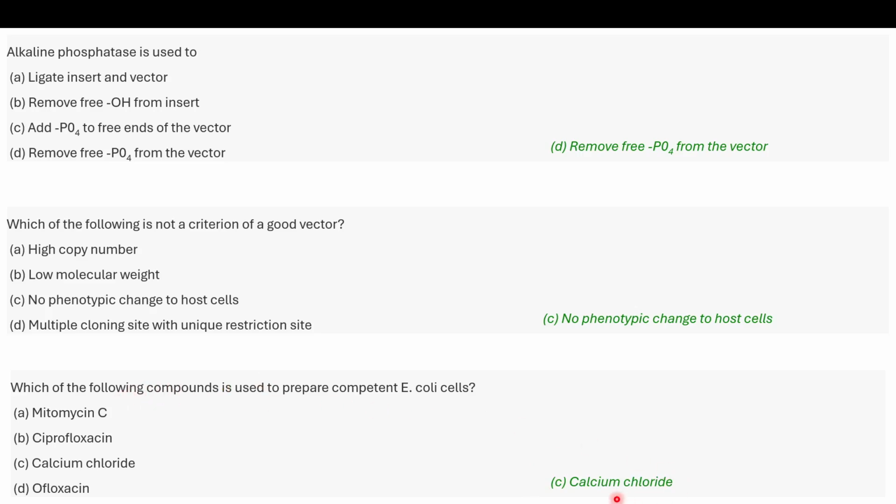Usually it is calcium chloride, or sometimes a mixture with magnesium ions as well as calcium ions. Manganese ions are also used. Depending on your need, but the usual, regular daily protocol for making competent cells requires calcium chloride and magnesium chloride.